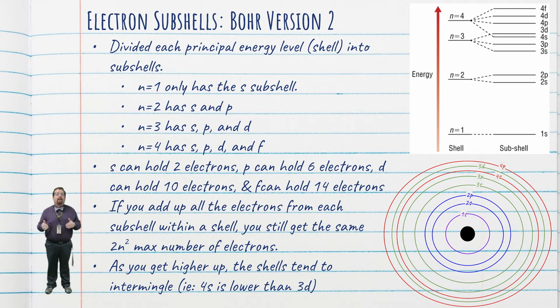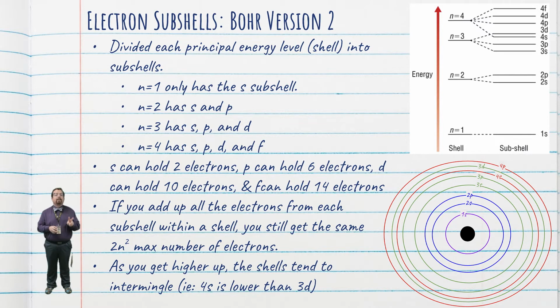Any s subshell can hold up to 2 electrons max. The p subshell can hold up to 6 electrons, the d subshell can hold up to 10 electrons, and the f subshell can hold up to 14 electrons. You still get the same maximum number of electrons in each principal energy level, even when we split them up like this. For instance, n equals 1 only has the 1s subshell, which holds 2 electrons, since it's an s subshell. In Bohr's old model, n equals 1 also held only 2 electrons.